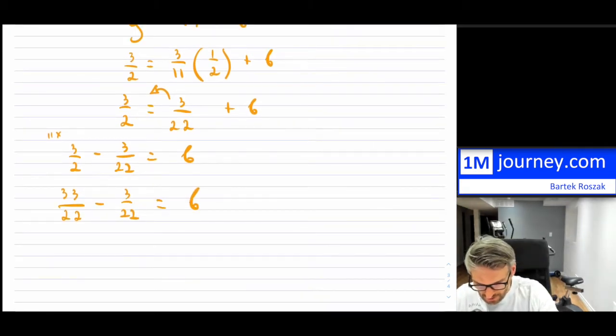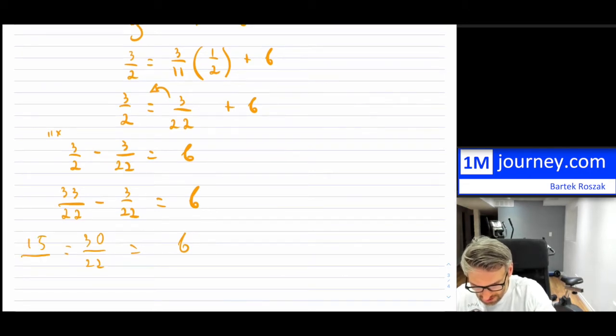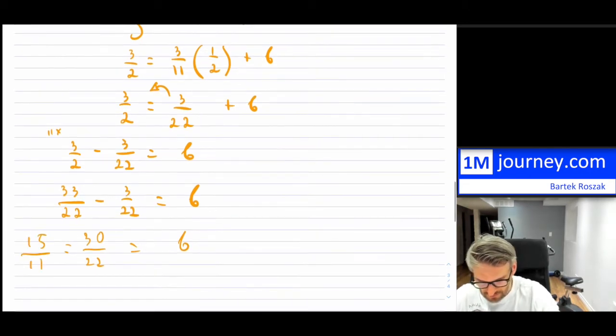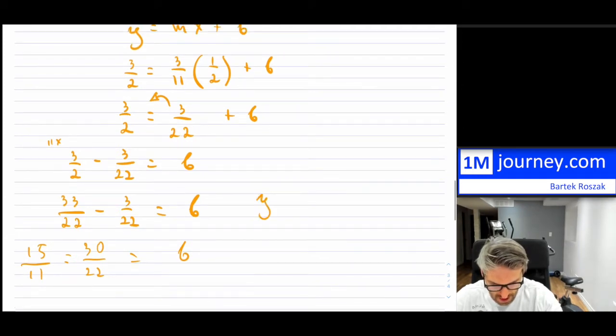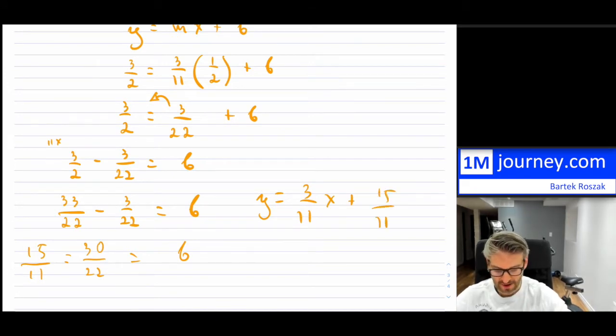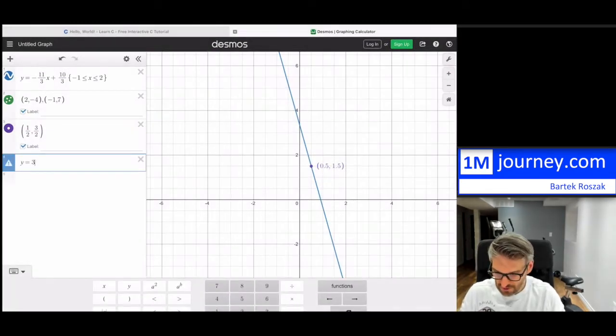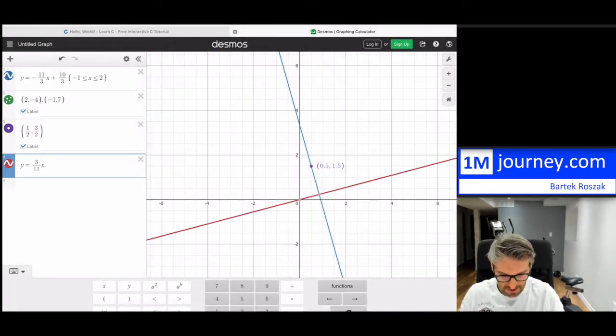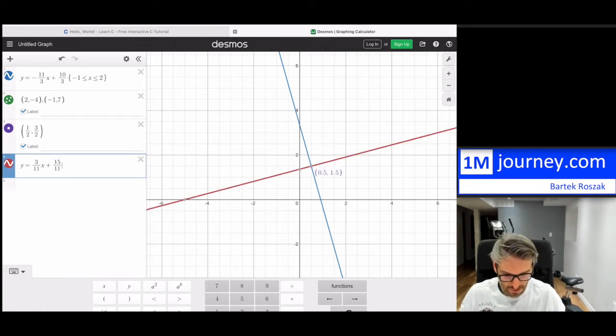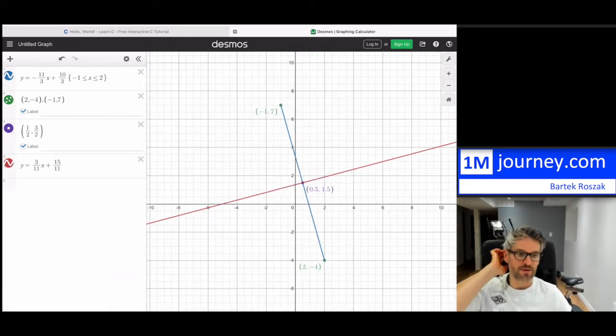And now once we do this, this is going to be 30 over 22, that's your b. You can reduce this. It's going to be 15 over 11. That is y is equal to 3 over 11x plus 15 over 11. Let's graph this. Let's put it up here. So y is equal to 3 over 11x plus 15 over 11. And there we have it. Here's your right bisector.